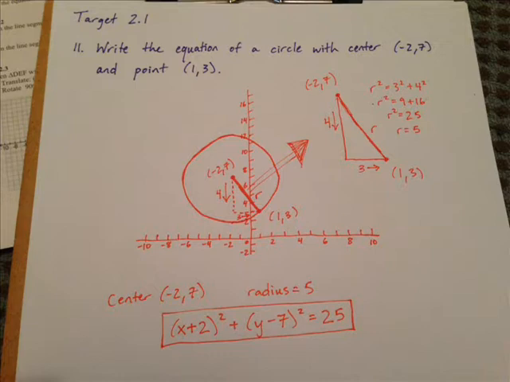And then you do those two sides, x plus 2 squared plus y minus 7 squared, and that always equals the radius squared. Well, 5 squared just gives us 25. So there's our equation, and that's how we find the equation of this circle. When we're given a center and a point on the edge of the circle, we have to find the distance between those 2 points. That's our radius, and then just write the equation from there.